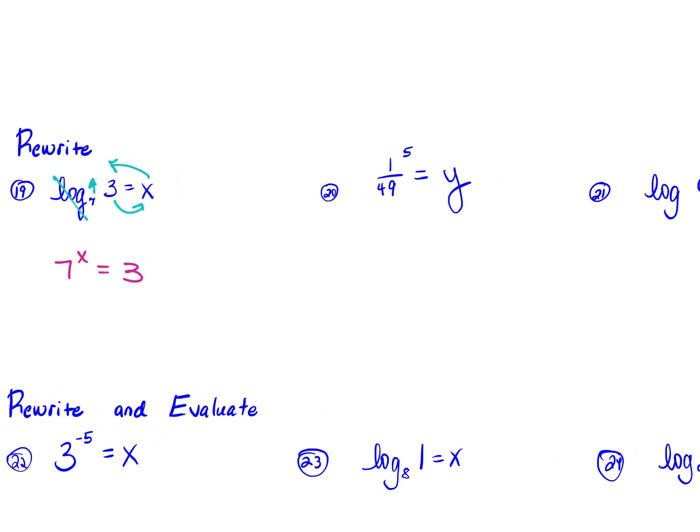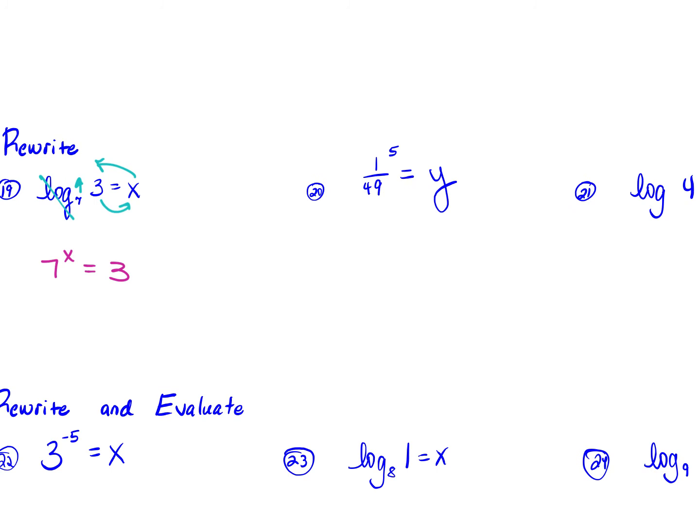For 20, you have 1 over 49 to the power of 5 is equal to y. In this case, you're going from exponential form to log form. So that 1 over 49 is your base. It's going to stay your base on your log, so it's going to drop down to be that subscript number. The 5 is going to become your answer. The y is going to become your big number on the other side of that equal sign. We're going to add in the word log there, and this is going to give us log base 1 over 49 of y is equal to 5.